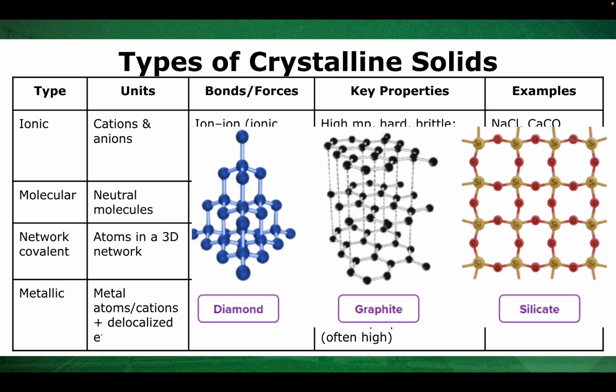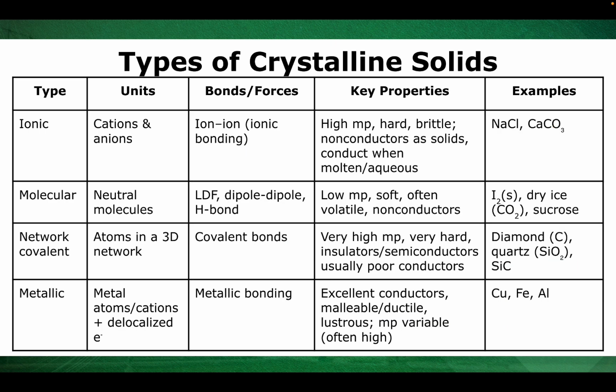Another type would be the network covalent. The unit would be atoms in a 3D network. The bonds present are covalent bonds. Now, they have very high melting point because of the network, not because of the bond. Remember, ionic bonds are stronger than covalent bonds. But because of the 3D network, they have very high melting point. They're very hard. Most of them are insulators. Usually, they are poor conductors. For example, diamond and quartz.